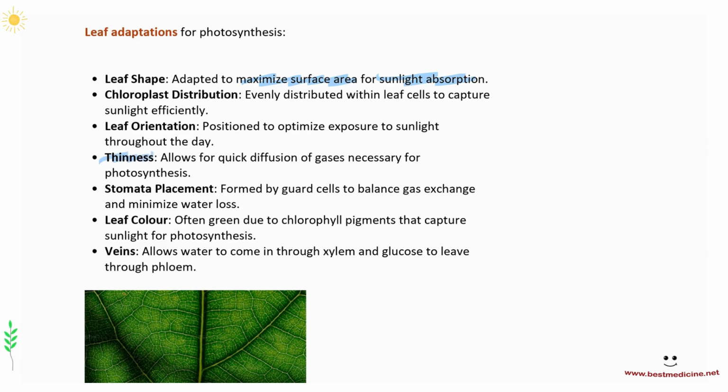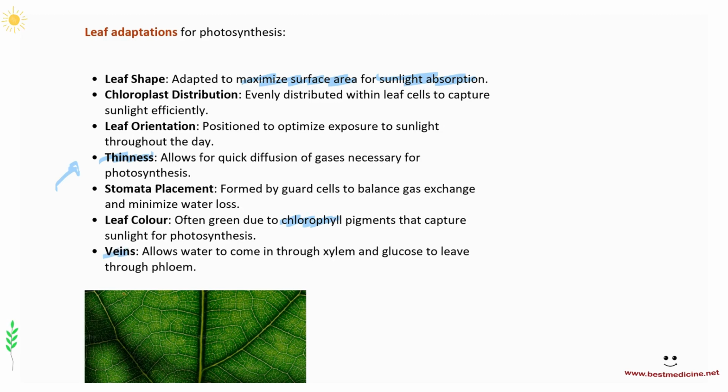Thinness, it's very thin so that it allows quick diffusion of gases necessary for photosynthesis. And we already discussed this in the gas exchange chapter and the leaf adaptations previously as well. Stomata placement, which is formed by guard cells to balance gas exchange and minimize water loss. Leaf color, because it's got chlorophyll, it's green, so that helps capture the sunlight.